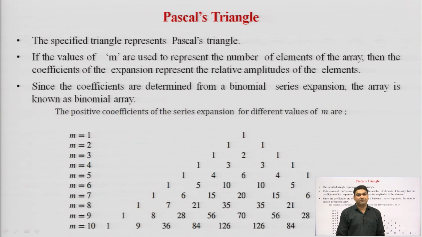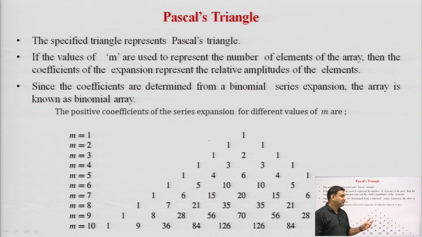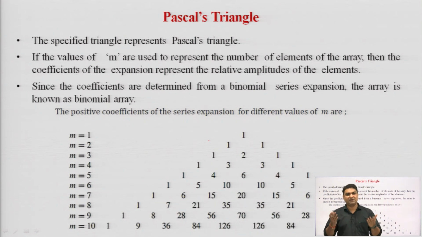These coefficients form Pascal's triangle. If a binomial antenna array system has one element, it has a single current amplitude of 1. If it has two elements, the amplitudes are 1 1. If it has three elements, the amplitudes are 1 2 1. If it has four elements, the amplitudes are 1 3 3 1, and so on. You can see here that when the number of elements is increased to 10, this kind of amplitude distribution triangle is formed.